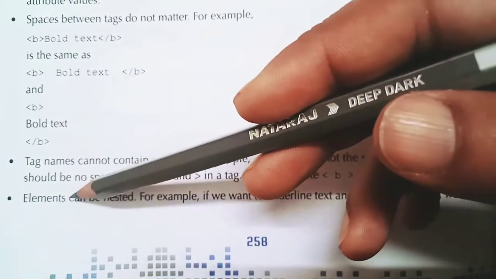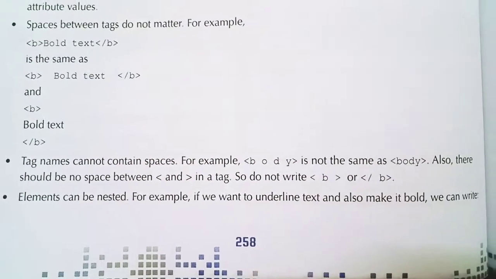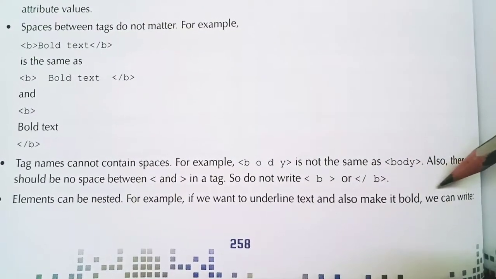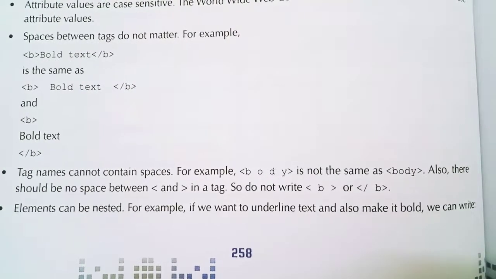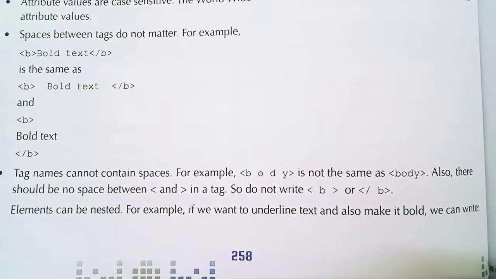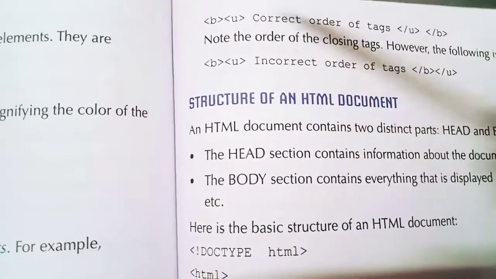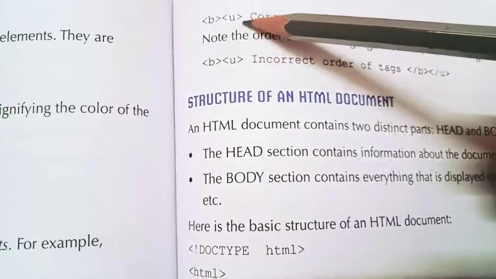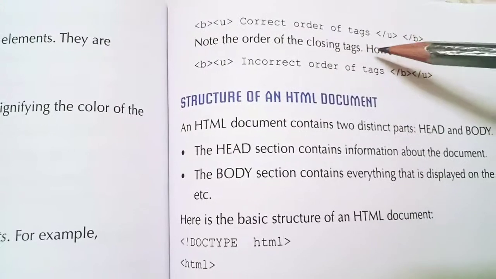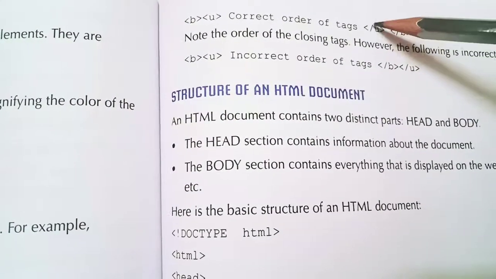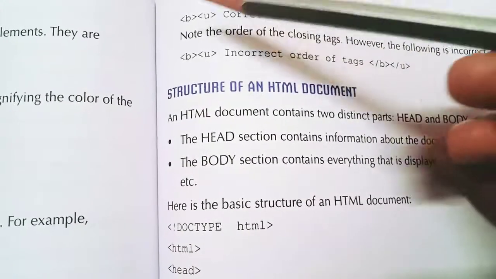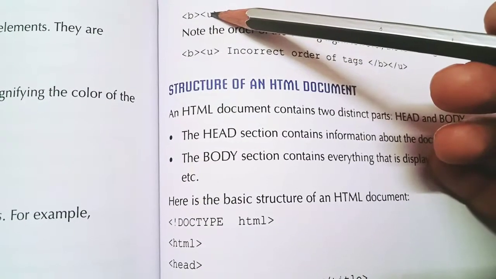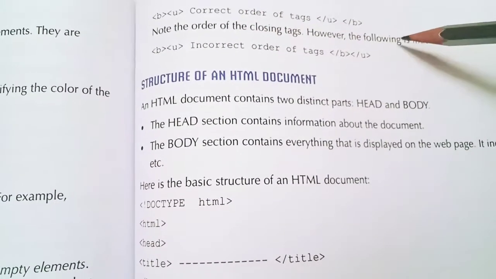Next point, number six. Elements can be nested. For example, if you want to underline text and also make it bold, you can write like this. In the next page it is given. Elements can be nested, that means they can be written one after another. See, B for bold, U for underline. So bold and underline both in the same line. Correct order of tags: the underline close tag, then the B bold close tag. So you can write both tags together. Understood? Note the order of the closing tags.